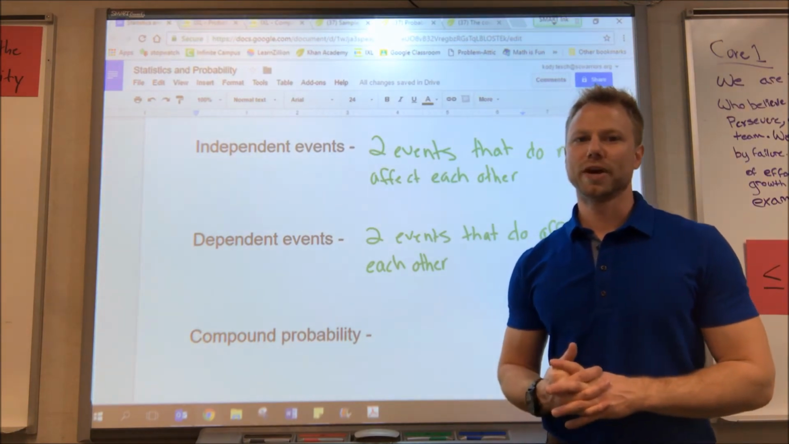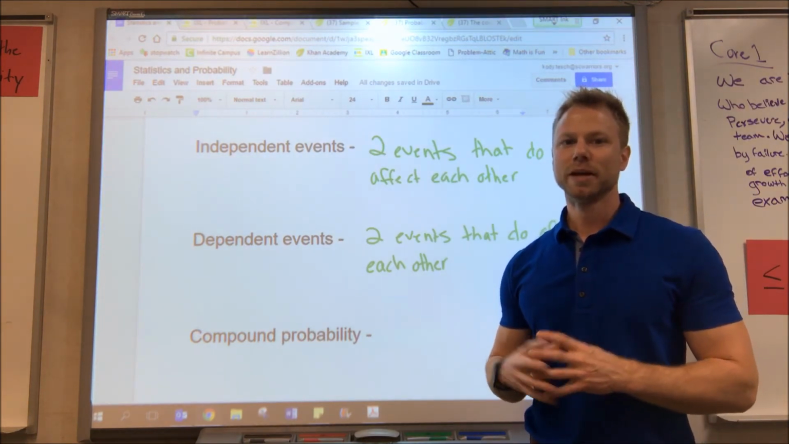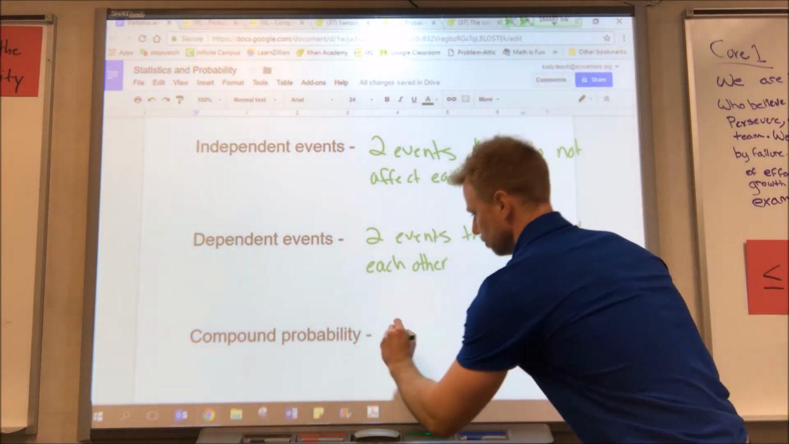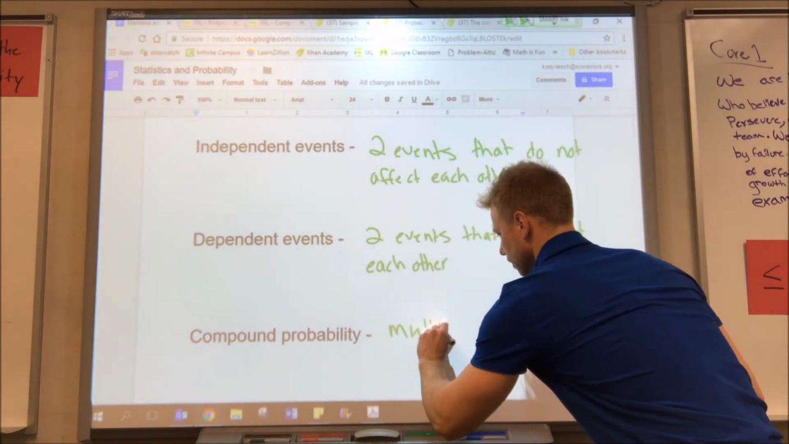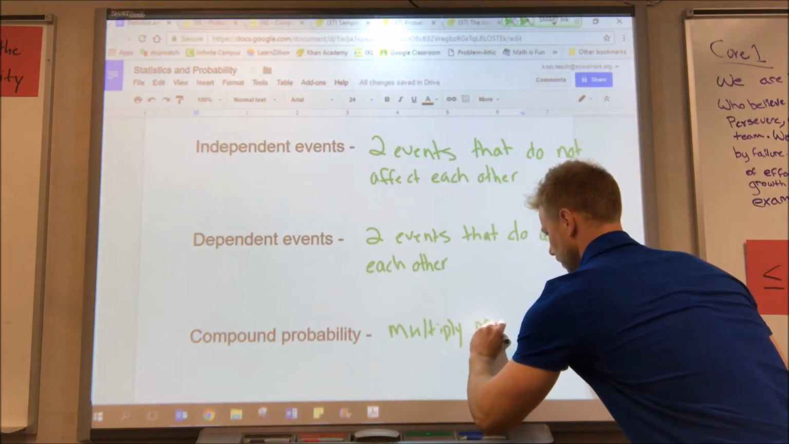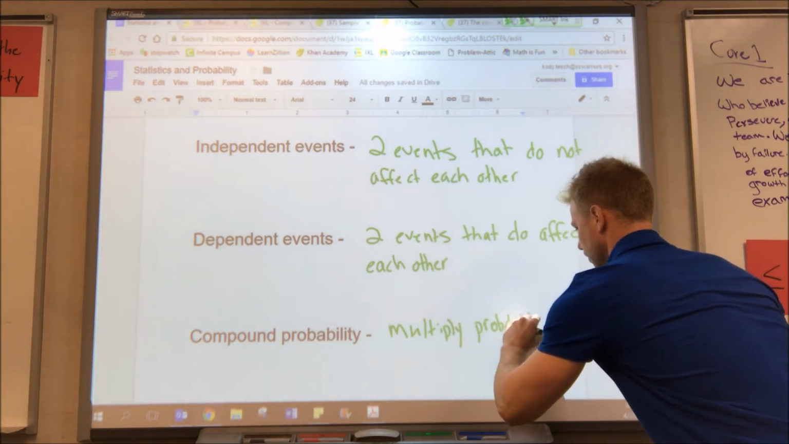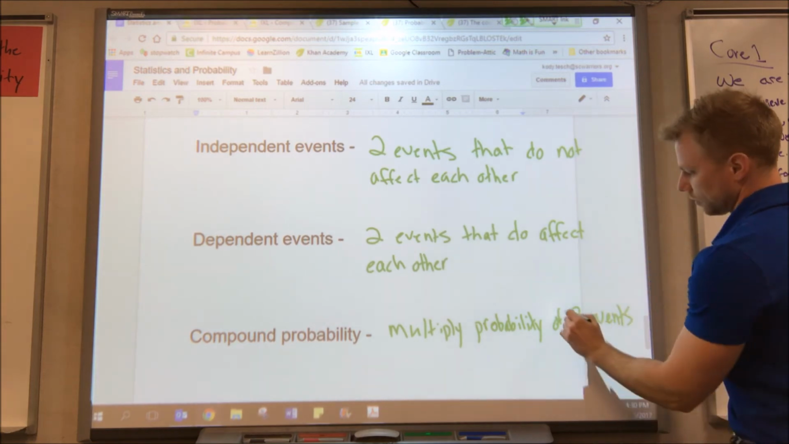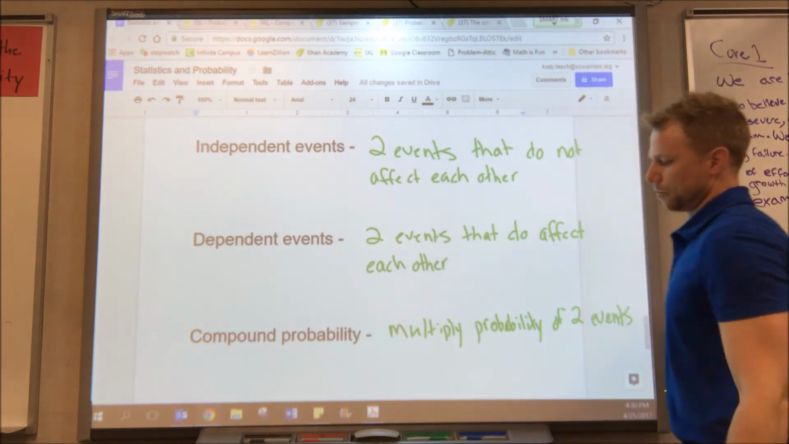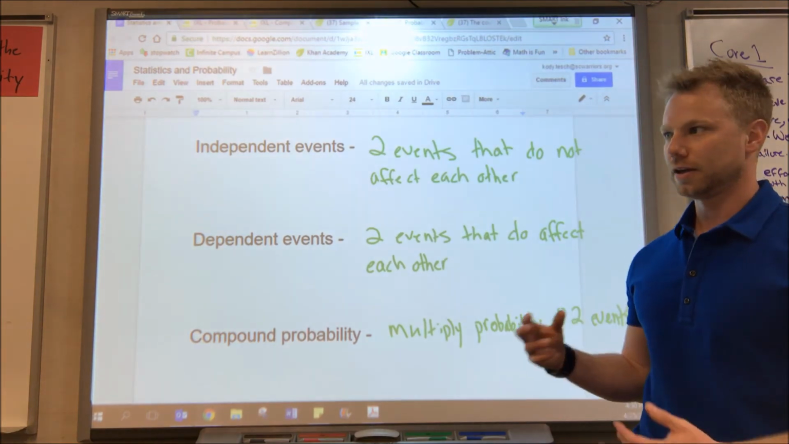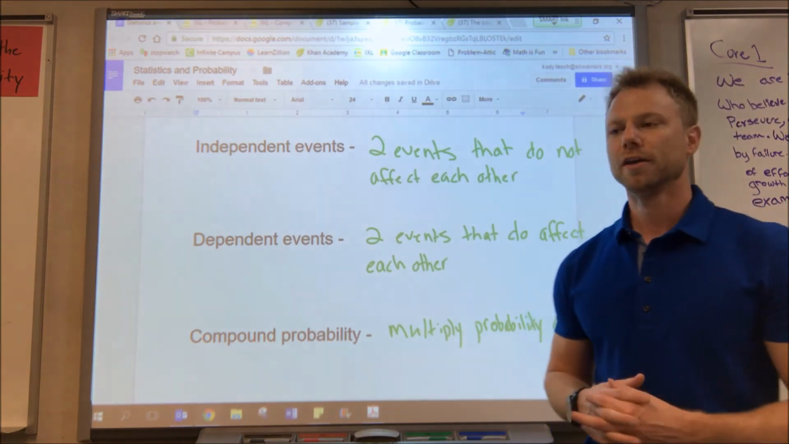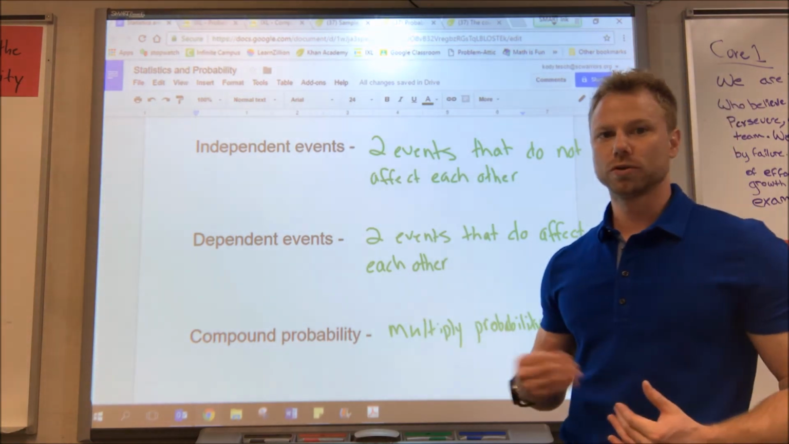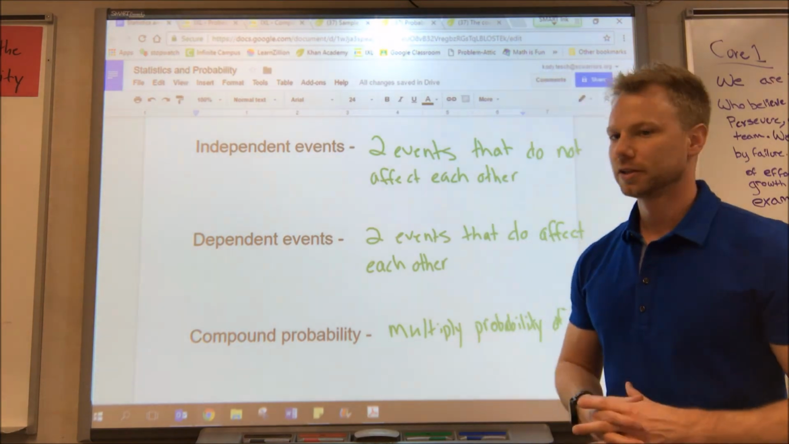Compound probability is when you have two events happening at the same time and you have to multiply those probabilities together. So you multiply the probability of two events. That's compound probability. For example, if I go back to the marbles again, if I pick a marble out and the probability is 1/4, I pick out another marble, the probability is 1/2, then I would multiply 1/4 and 1/2 together. That would be the compound probability.